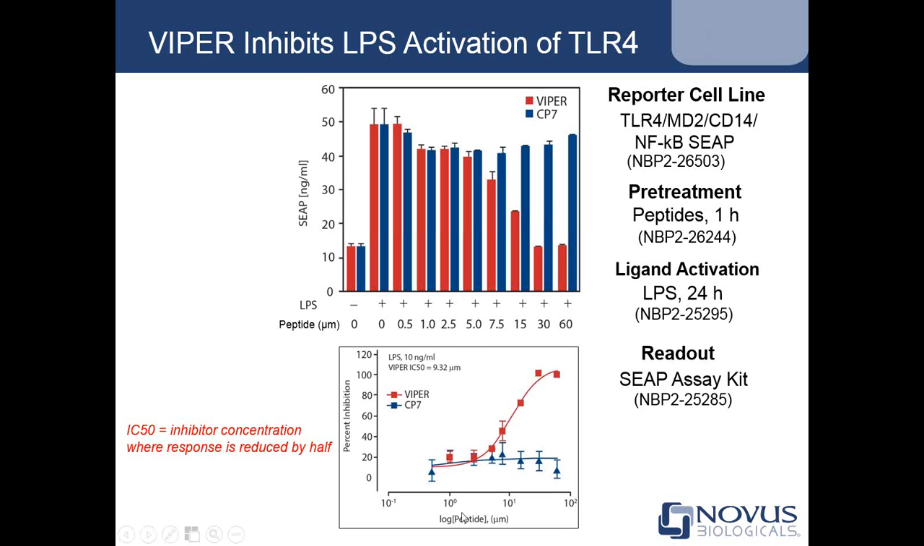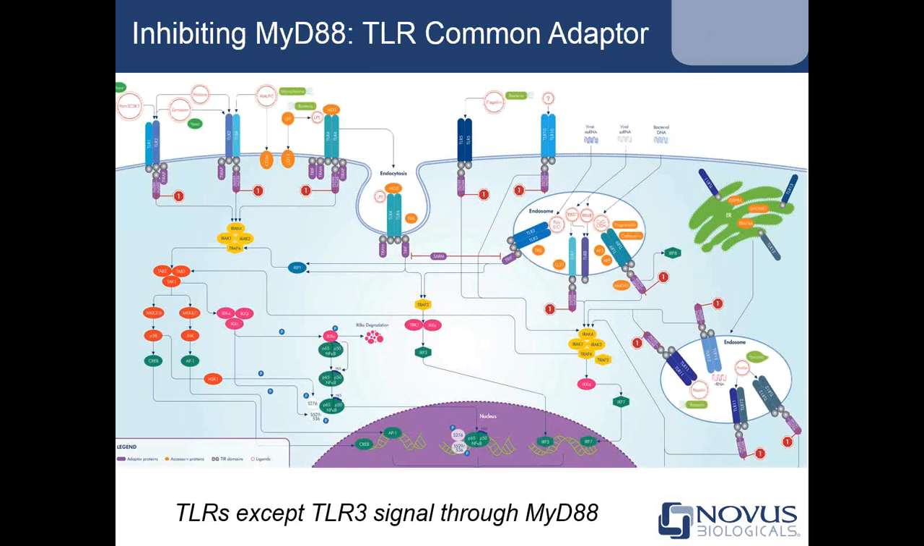And down here, it just shows the IC50, the concentration where the inhibitor response is reduced by half. And that's because even when you add more and more inhibitor, you've saturated everything. And so you want to make sure not to add too much and to determine the optimal concentration for your model system. So that's an example of TLR4 inhibition. I want to move now to MyD88.